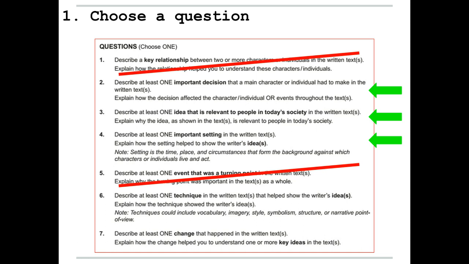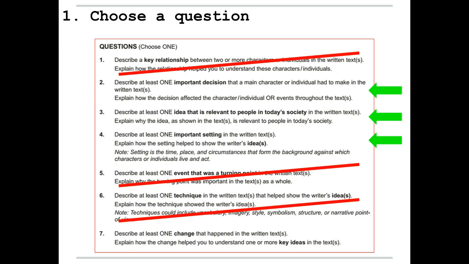The other reason why I wouldn't do it is because those types of questions really lend themselves well to poetry, where you could talk about the metaphor or the imagery or the style of the poetry. But Juno of Taris is not a poem, it's a novel, so I don't recommend you do that one. Lastly, describe at least one change that happened in the written text. Explain how the change helped you to understand one or more key ideas.